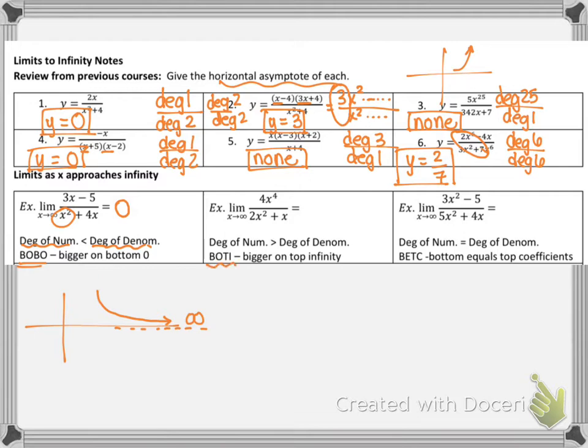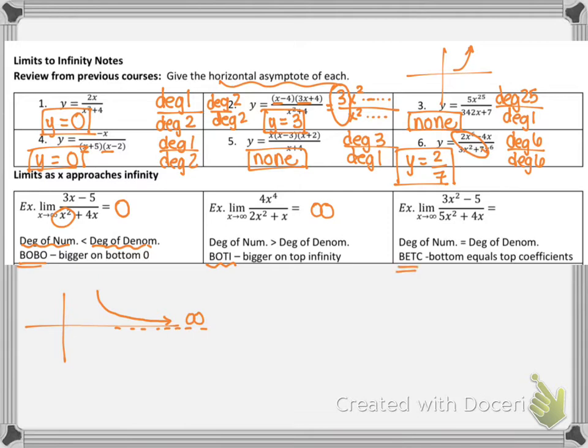Okay, next one is BOTI. If it's bigger on the top, it's infinity. So this one's bigger on the top, so our limit would be infinity. So instead of saying no horizontal asymptotes, we're going to say that the limit of the graph is going to approach infinity. The top is going to get bigger much faster than the bottom, so the graph goes toward infinity.